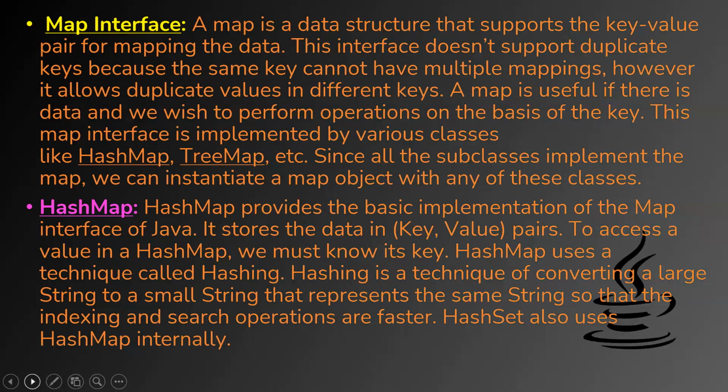HashMap. HashMap provides the basic implementation of the Map interface of Java. It stores the data in key value pairs. To access the value in a HashMap, we must know its key. HashMap uses a technique called hashing. Hashing is a technique of converting a large string into a small string that represents the same string so that indexing and searching operations are faster. HashSet also uses a HashMap internally.